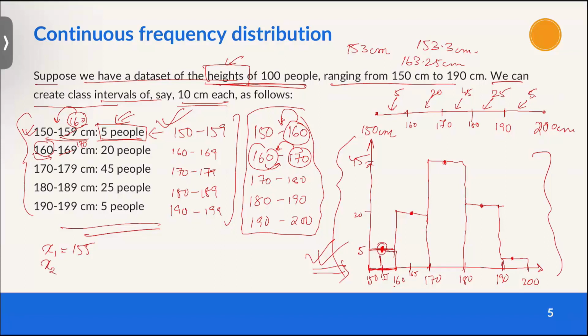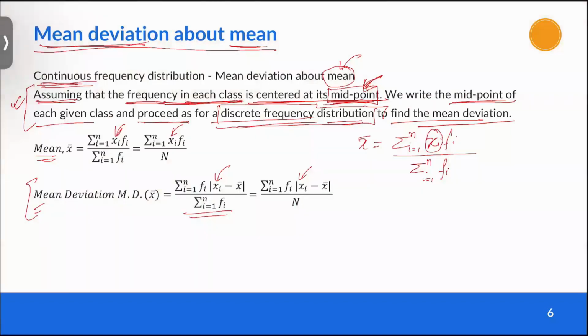x2 will be 165, x3 will be 175, x4 will be 185, x5 will be 195. Okay, and for this we use the same formula which we have used for the discrete frequency case. I'm writing the formula again. So MD of x, because we are calculating for the mean value x.